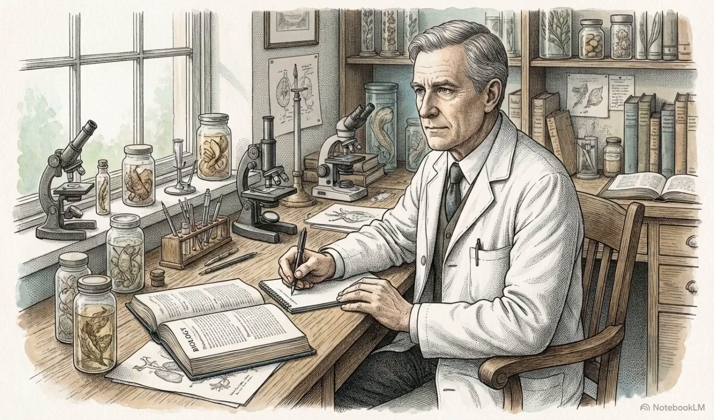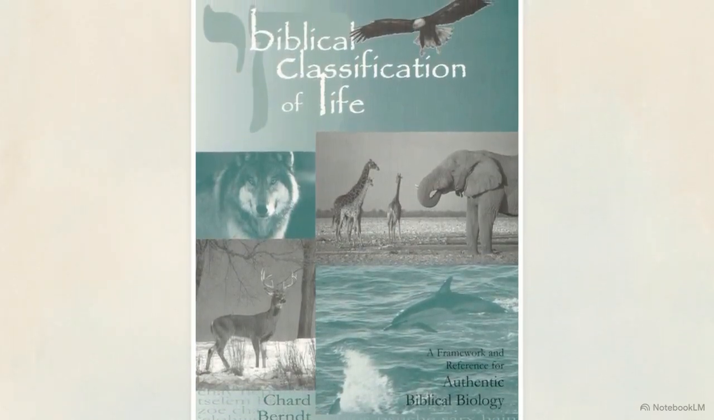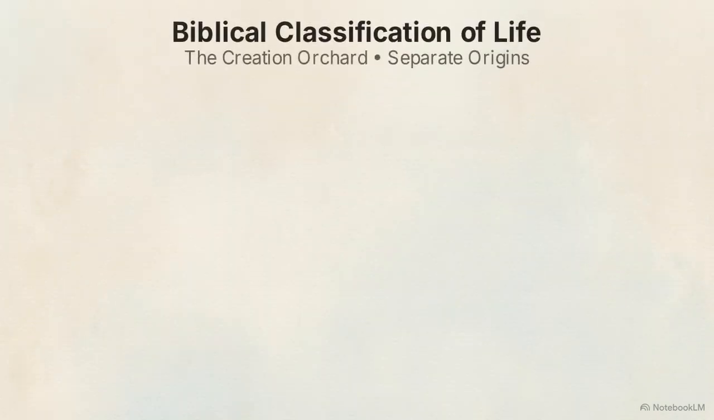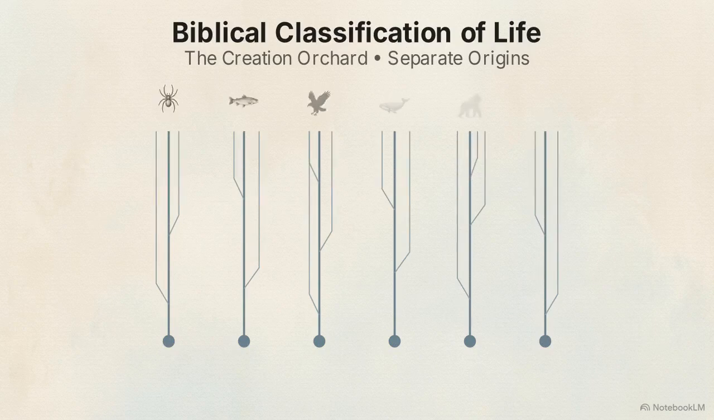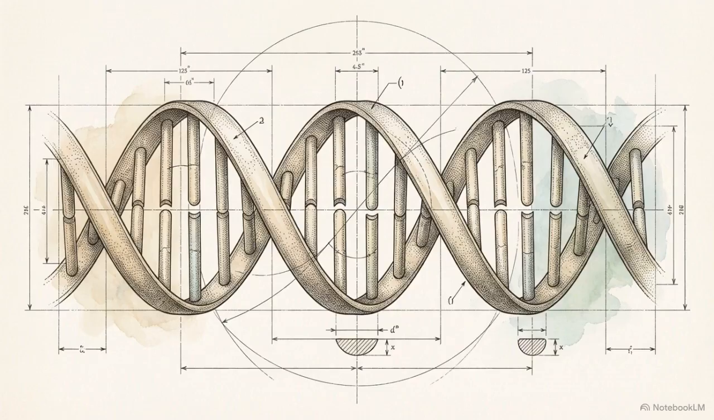Engineer and author Chard Berndt argues that this approach overlooks the classifier's perspective. In his text, Biblical Classification of Life, he states that these systems reflect the purpose of the person creating them. Berndt proposes a taxonomy built on the axioms of the biblical creation account, leaving the concept of shared ancestry behind. Understanding the system requires analyzing biological data through the lens of original divine design.